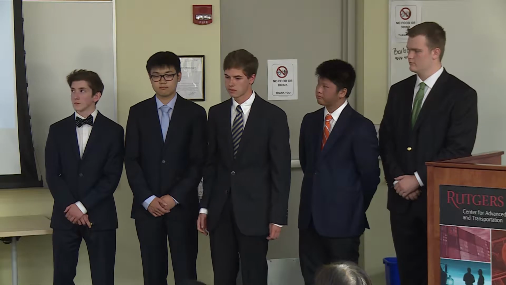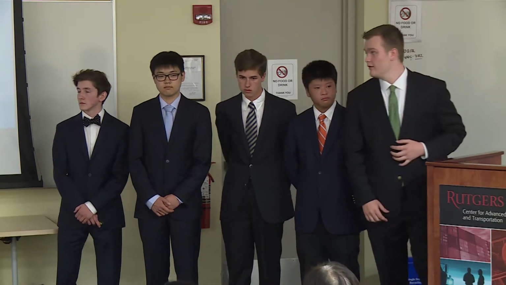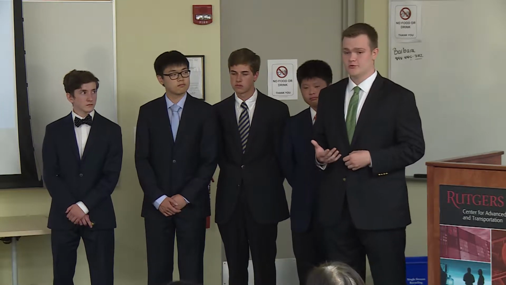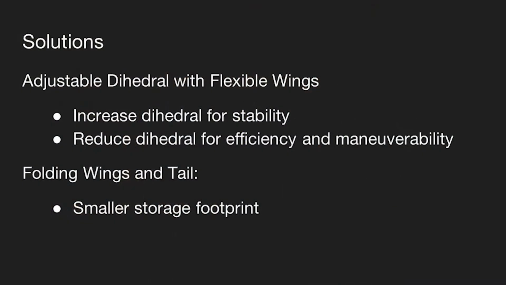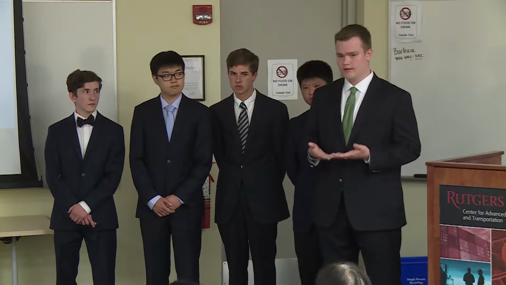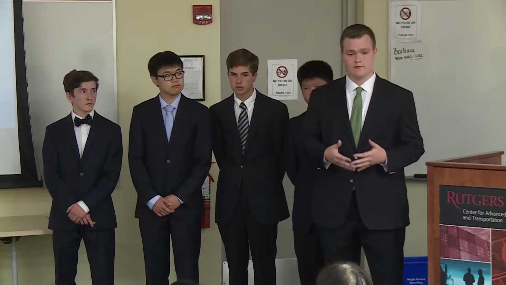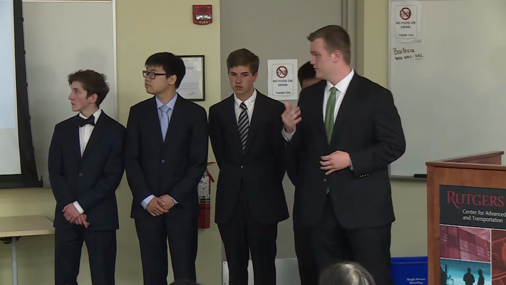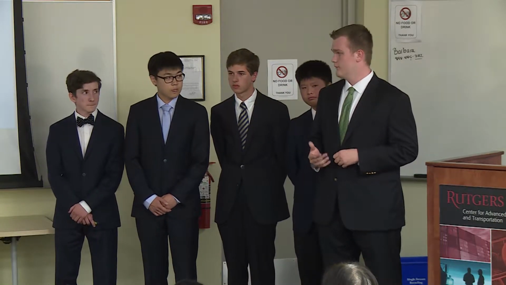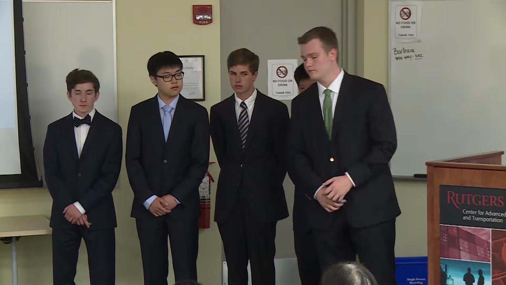these problems. So as Andrew said, our primary goal was to be able to change flight characteristics at any time, which we chose to accomplish through an adjustable dihedral angle, which we accomplished through flexible wings. So at any point in flight, our aircraft could have optimal stability with the dihedral shape or optimal efficiency with a more flat wing shape. And to accomplish our secondary goal, which is a smaller storage footprint, we chose to accomplish this through a folding wing and tail mechanism.